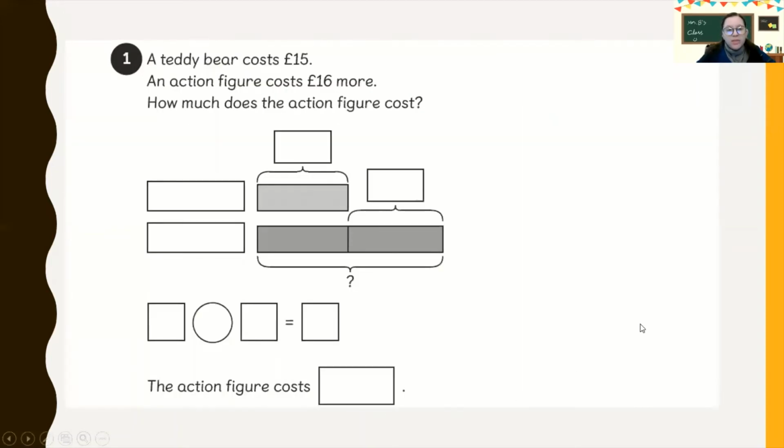Okay, so these are the ones in our workbooks now. So these are the ones that I don't help you with straight away and that you need to write down if you haven't been doing that already. So, looks scary, don't panic. A teddy bear costs £15. An action figure costs £16 more. How much does the action figure cost? I'm going to put some things in the boxes just to help you so that you know what goes where when you're drawing it out, because you don't have this diagram in front of you.